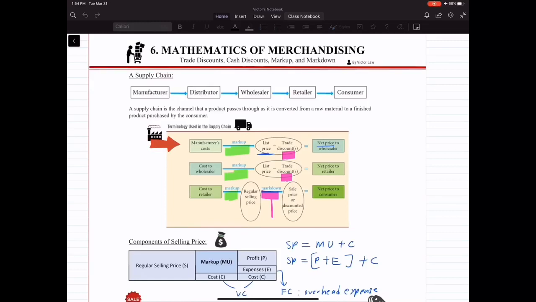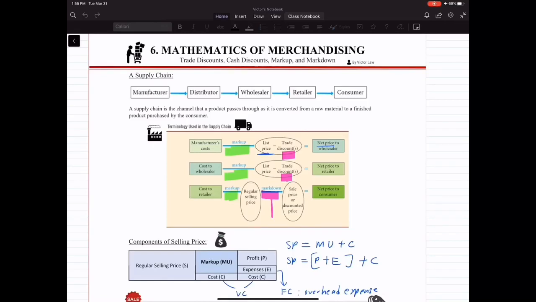So the listed price minus the discount gives you the net price. That net price to the wholesaler becomes the cost to the wholesaler. And then the wholesaler will mark it up again, and that becomes the wholesaler listed price. And the wholesaler will sell the product to the retailer with a trade discount sometimes, and so on. So as you go through each stage, there's a markup.